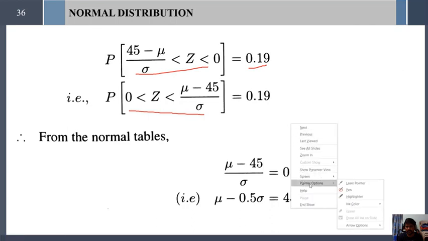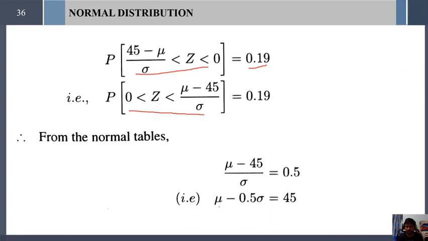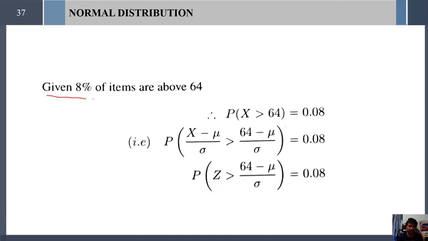multiplying this value, we can get mu minus 0.5 sigma equal to 45. And similarly, given 8% of the items are above 64, so probability of x greater than 64 is equal to 0.08. This is nothing but the Z value, so probability of Z greater than, simply substitute x equal to 64 in the standard normal variate, therefore (64 minus mu) divided by sigma, equal to 0.08.